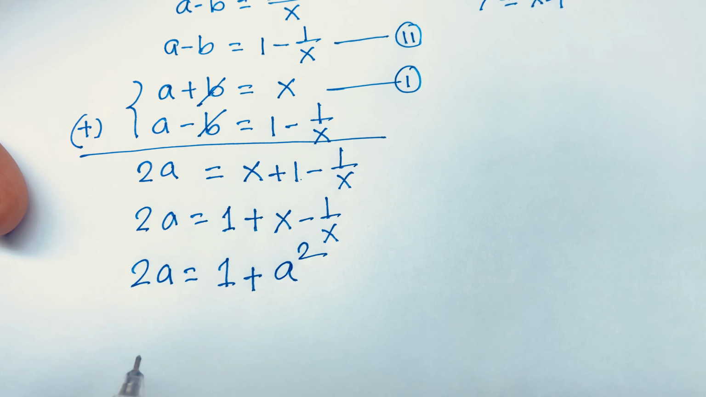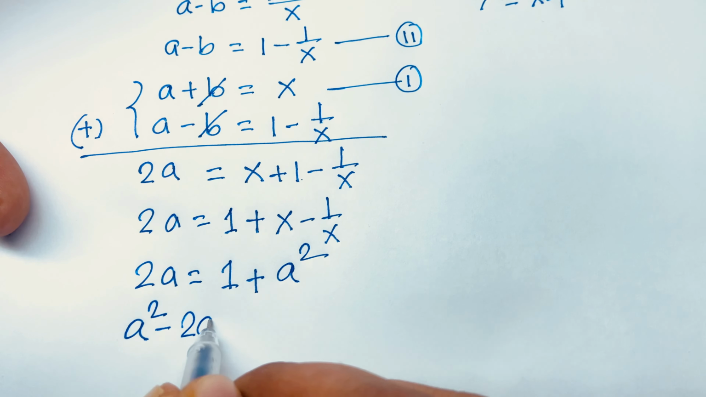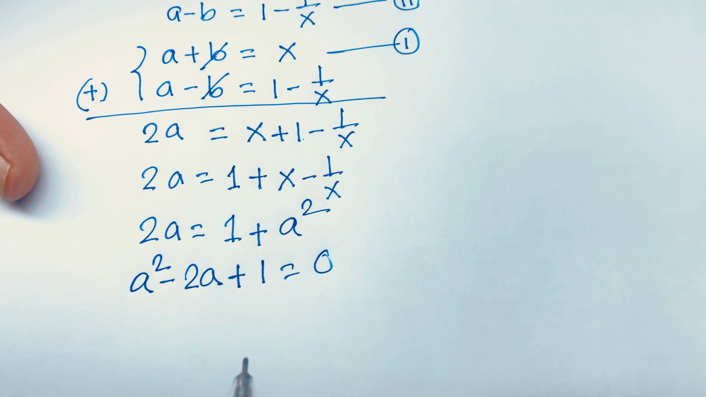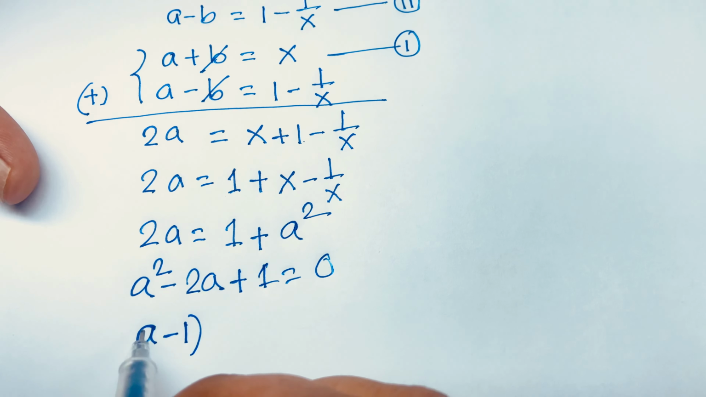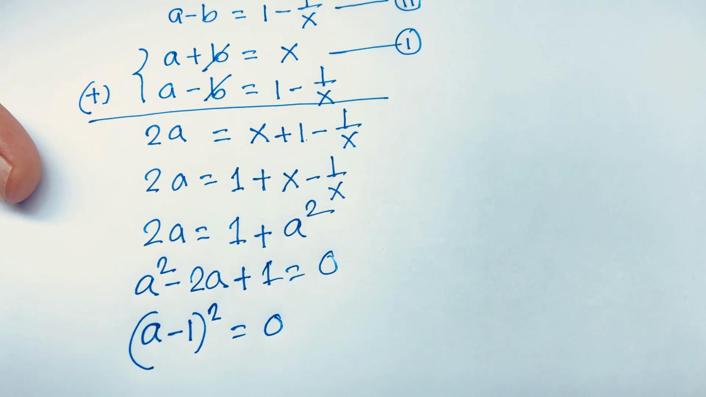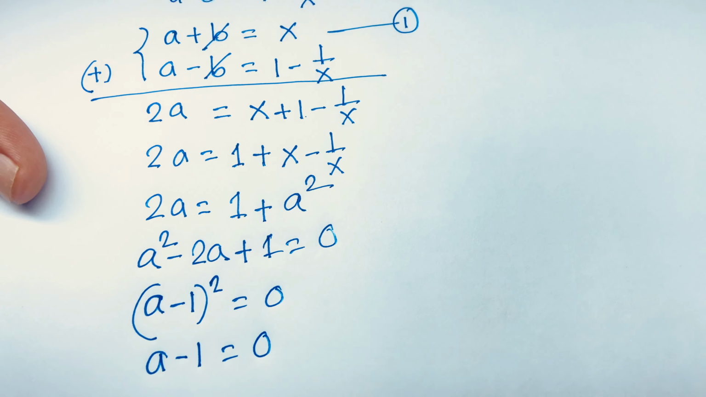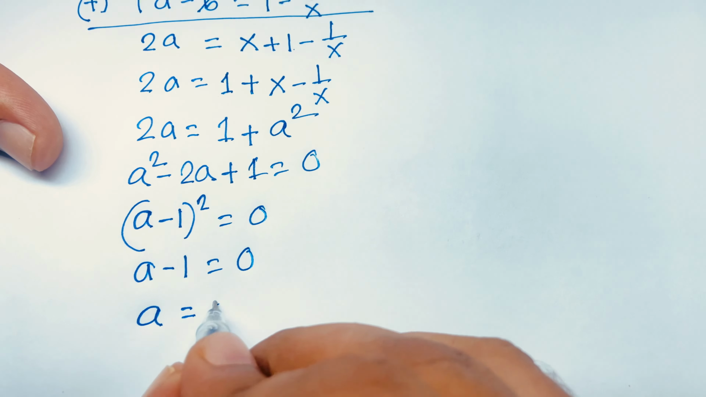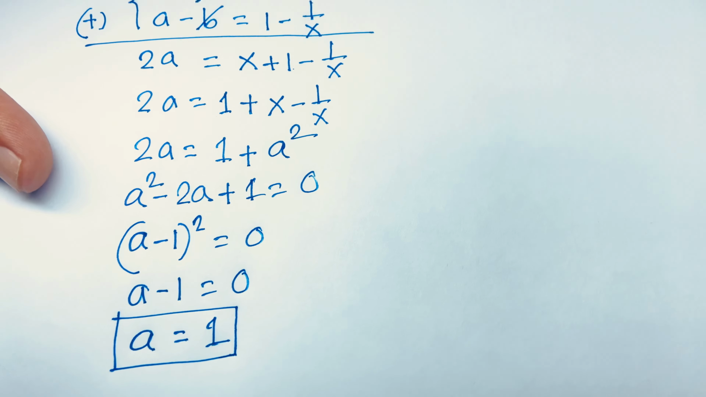Now at this moment this equation becomes a square minus 2a plus 1 is equal to 0. Then we know that a square minus 2ab plus b square, according to these rules, will be a minus 1 whole square is equal to 0. Then a minus 1 is equal to 0, so finally we'll find a is equal to 1.